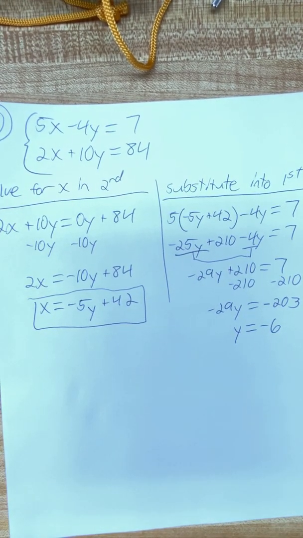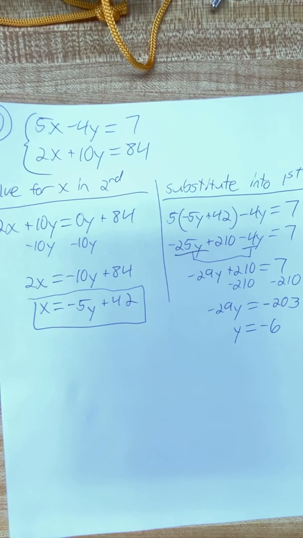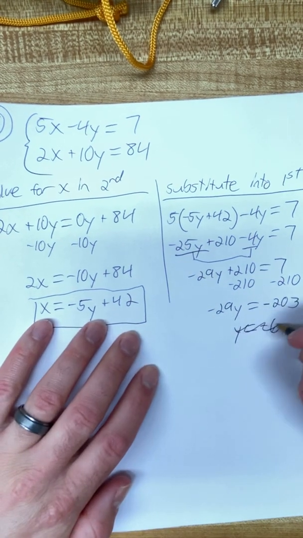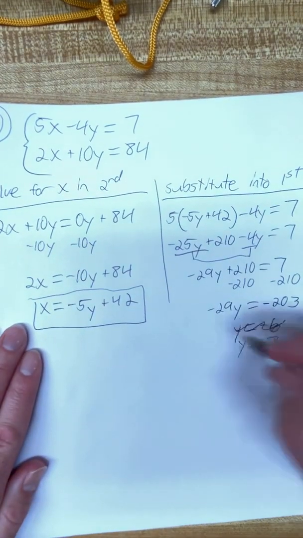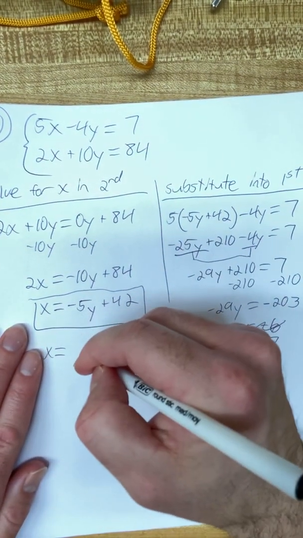Just give me 1 second here to finish this up. Make sure I did that right. 7, sorry. Y equals -7. My bad. So we get y equals -7, so just solve for x here.